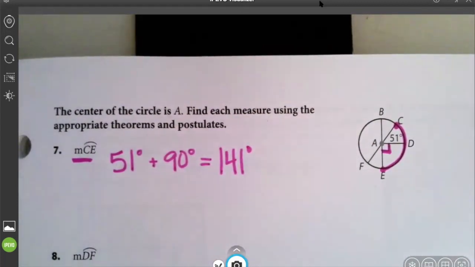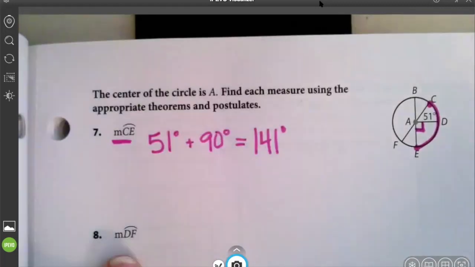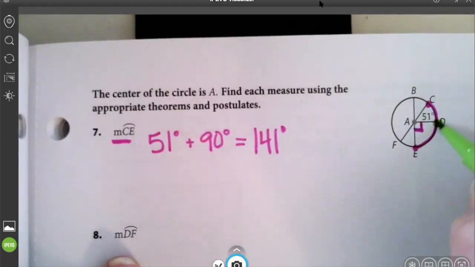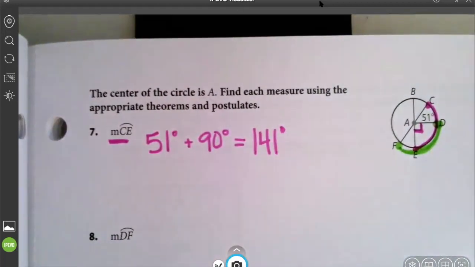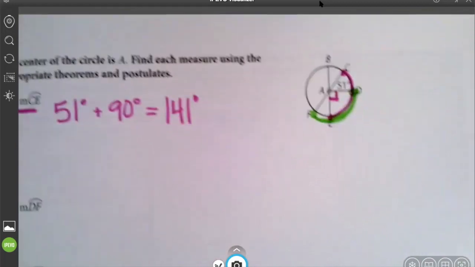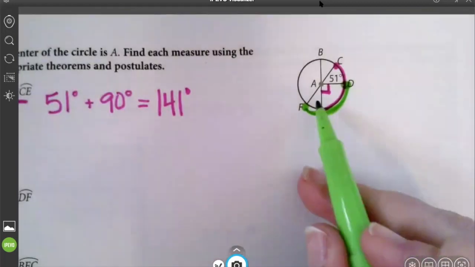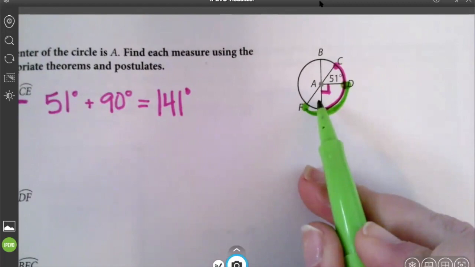Now let's look at DF. So D is over here, F is over here. Now I'm going around this way. Okay, this one's a little bit more challenging. We don't have a number right in here that we can add up. How could we figure that number out?